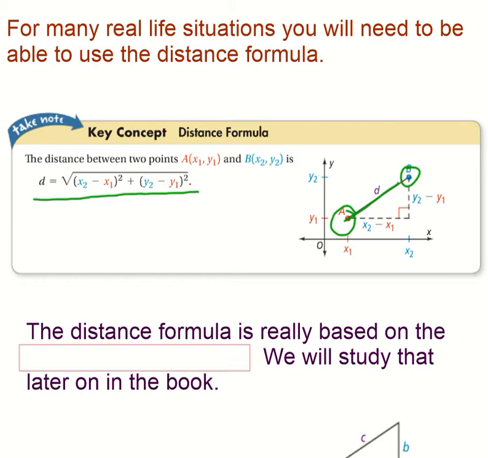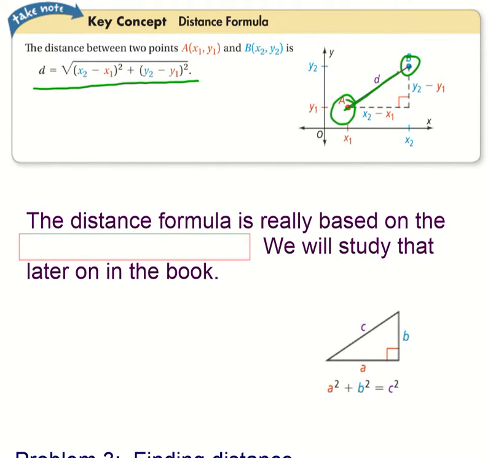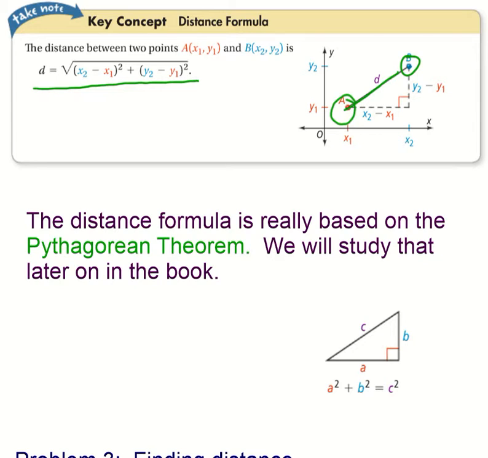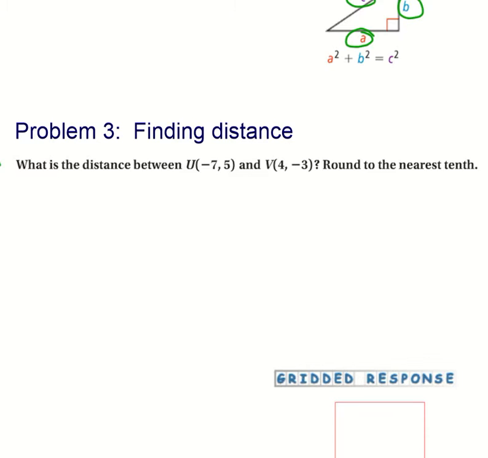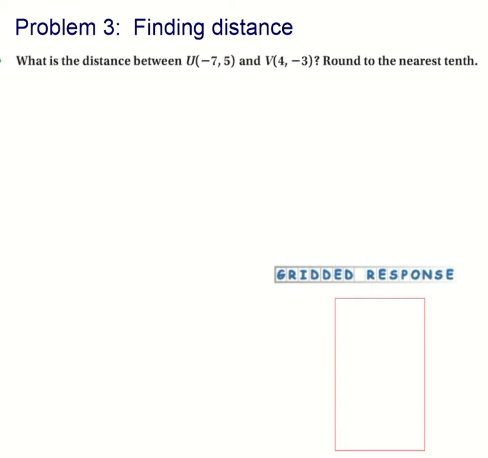The distance formula is based on the Pythagorean theorem, which we are going to study later, which says that in a right triangle, a squared plus b squared equals c squared. And so we're going to actually find the distance. What is the distance between U at (-7, 5) and V at (4, -3)? So we're going to rewrite the distance formula.